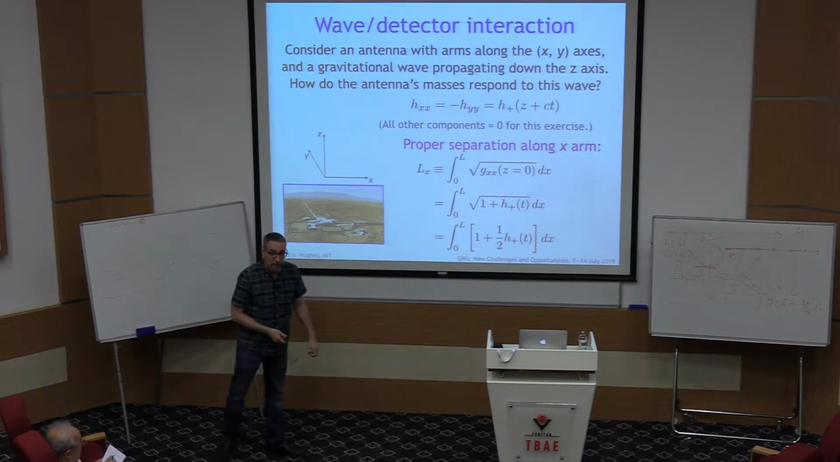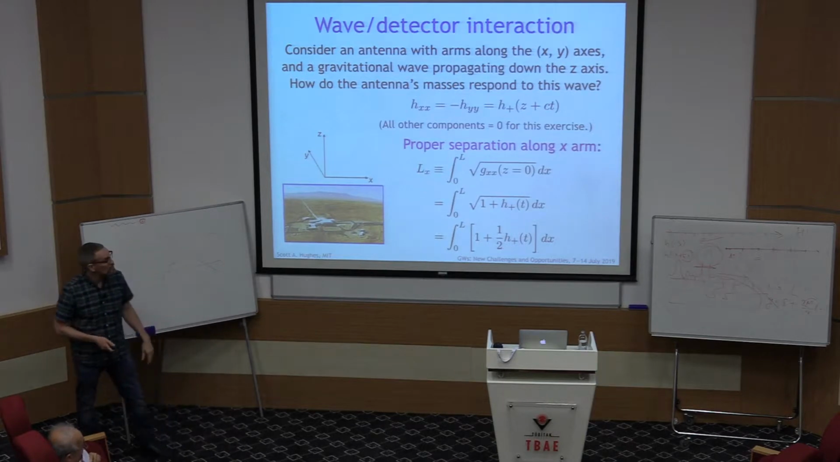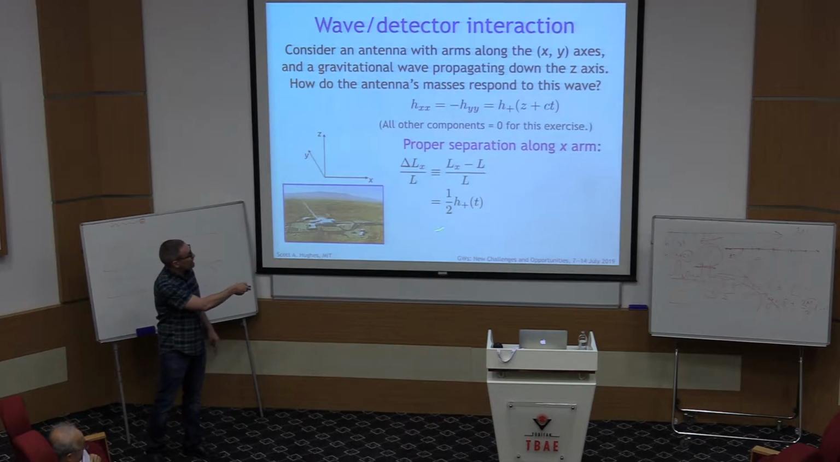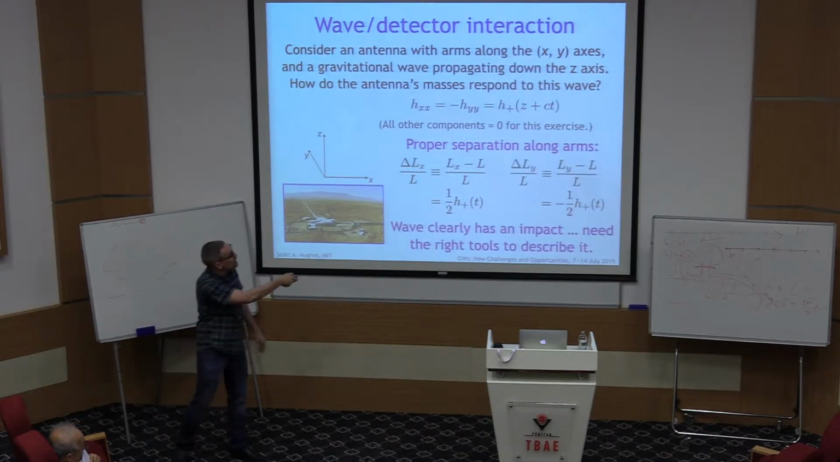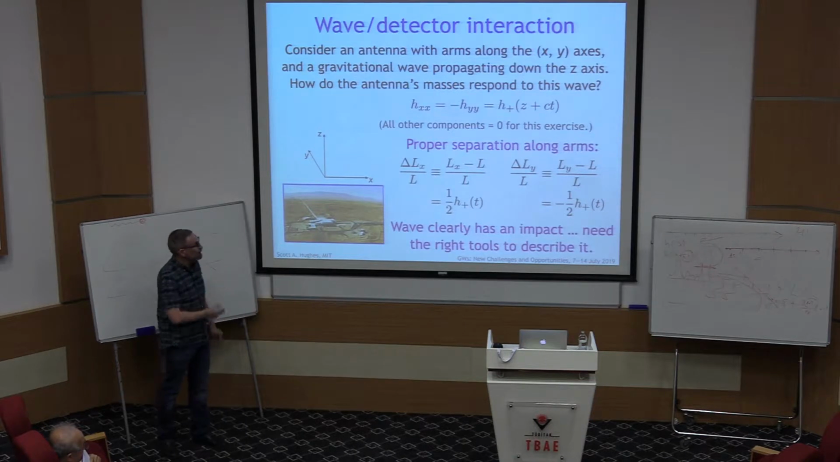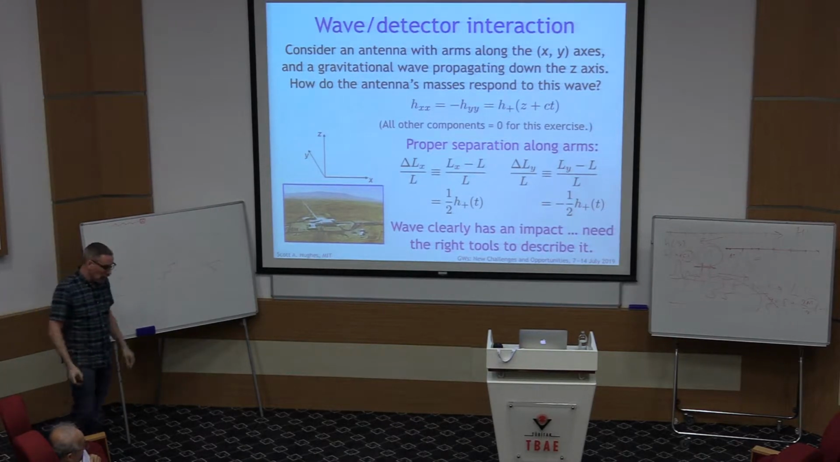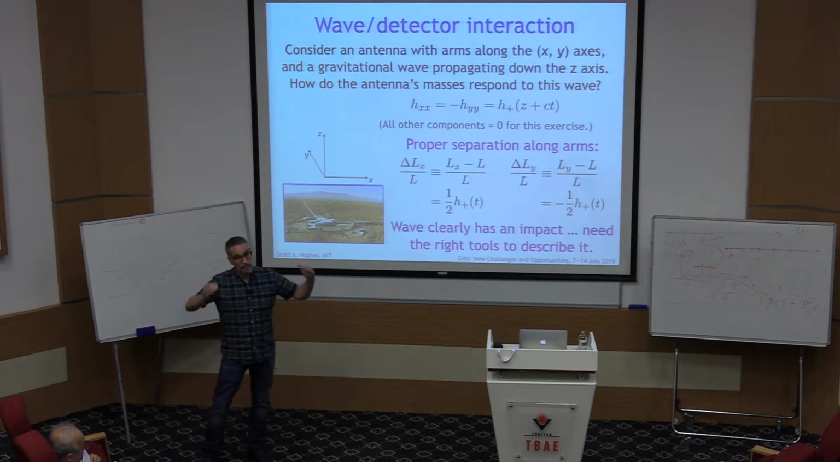h is a very small number, as we have emphasized, so it's okay to use the binomial expansion here. And so what I find is that the oscillation in the separation of the masses along the x arm is simply given by, up to a factor of order unity, this polarization of the gravitational waves. If I repeat the exercise for measurements along the y-axis, I get the same result up to a minus sign. So the wave definitely has an impact on something. What we need to do is formulate how we're going to pull that out. We need the right tools. We want to formulate it in terms of what we can actually measure.